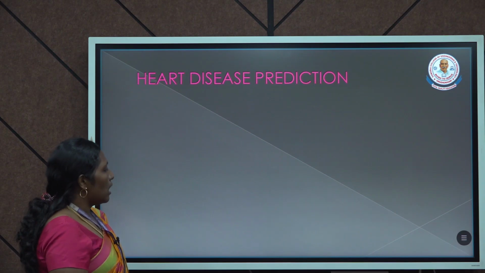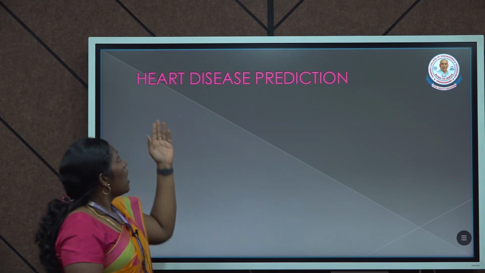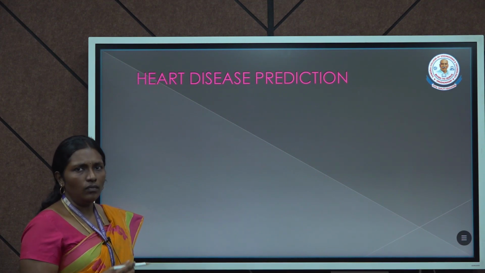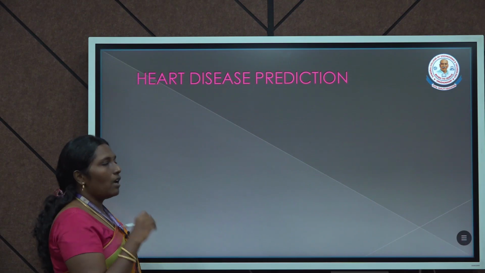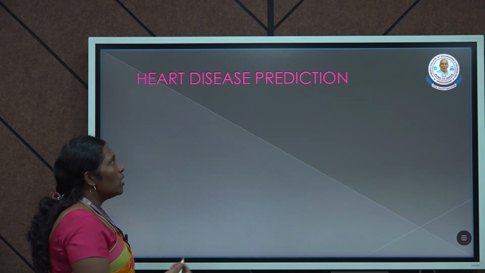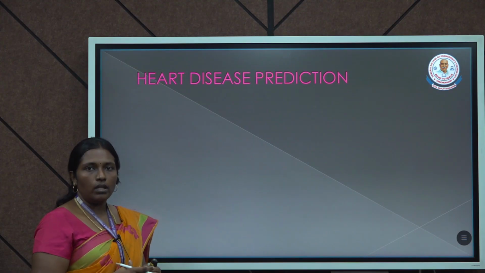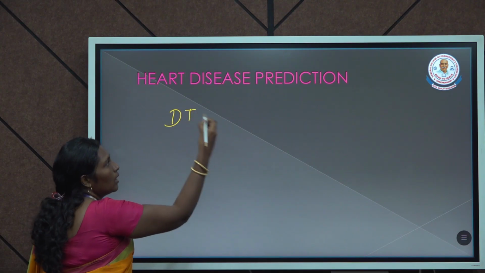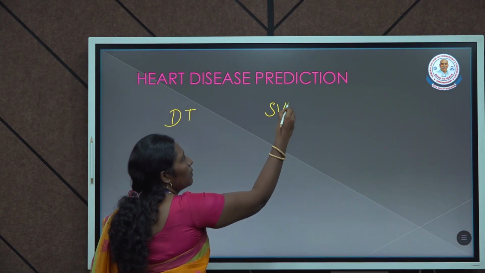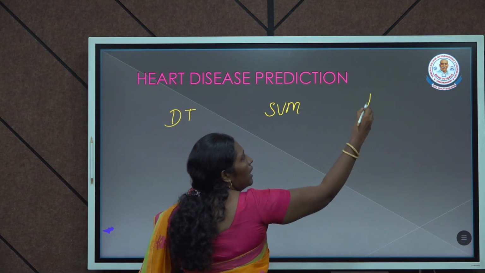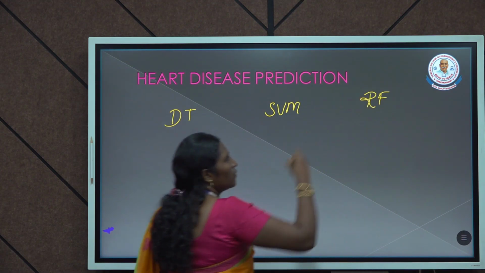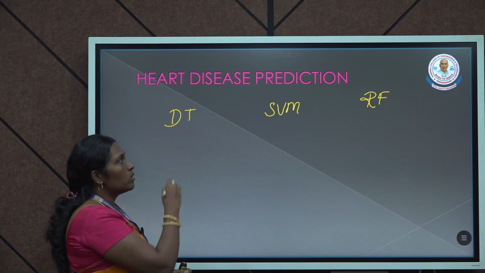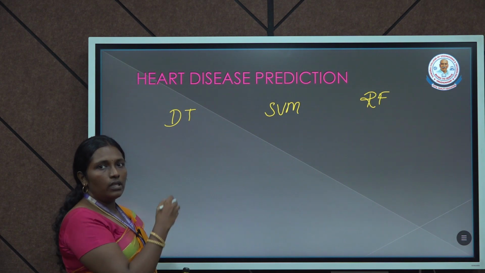So let us see another example, that is heart disease prediction. Here also it is a classification kind of problem. I will be using the voting technique. So consider I am building a model using 3 algorithms, that is decision tree, the next one is SVM, the next one is random forest. So I built the models, okay. I used 3 combinations to build this particular model.